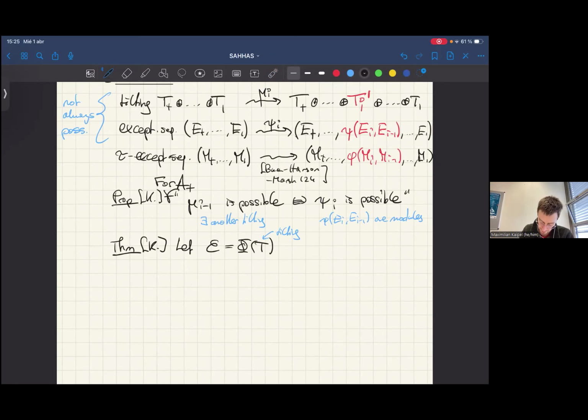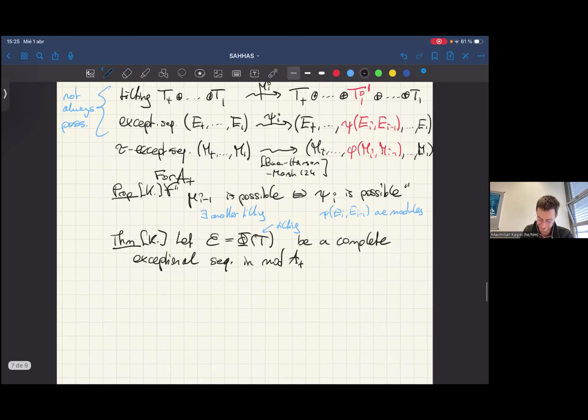Then, if this is a complete exceptional sequence in the module category, this is really important to reiterate, and it has the property that its psi I mutation is also an exceptional sequence in this module category.